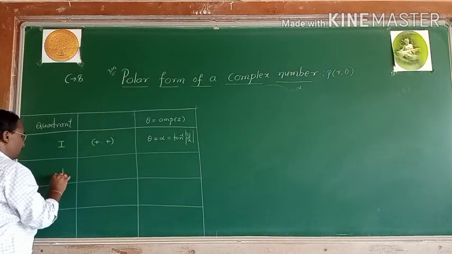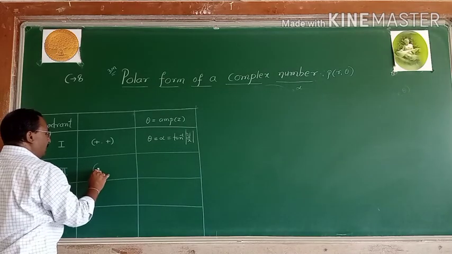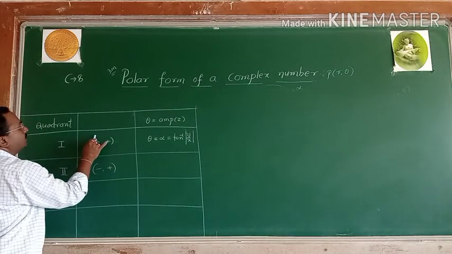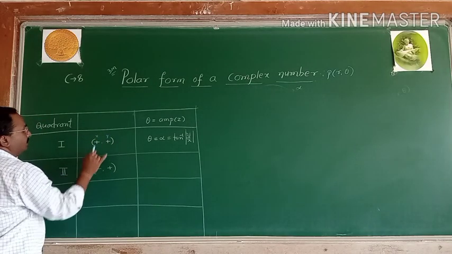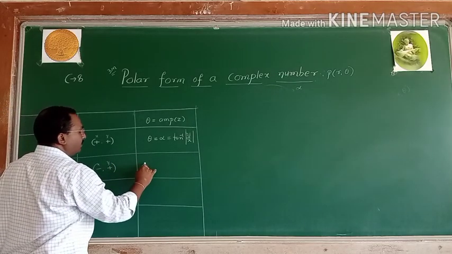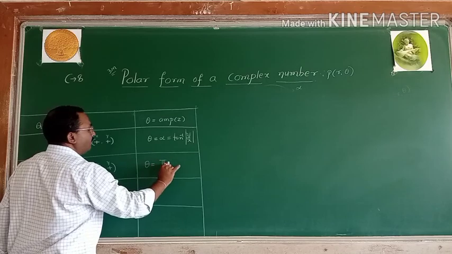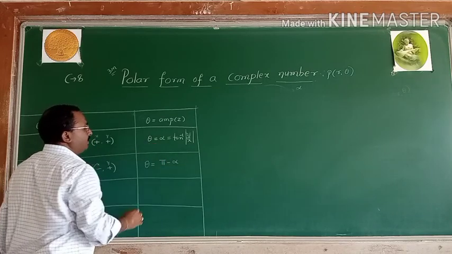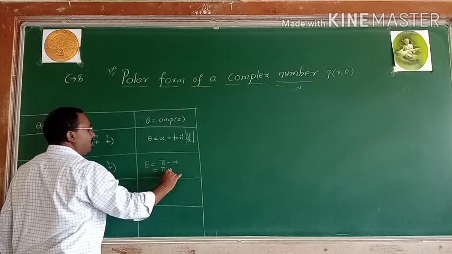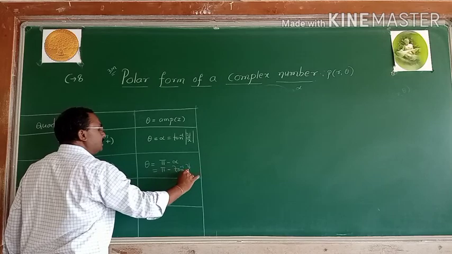Second quadrant: x is negative, y is positive. Here this is x, this is y. Here theta is equal to what? In the second quadrant, theta is equal to pi minus alpha. Pi as it is, and alpha meaning tan inverse of the modulus of y by x.